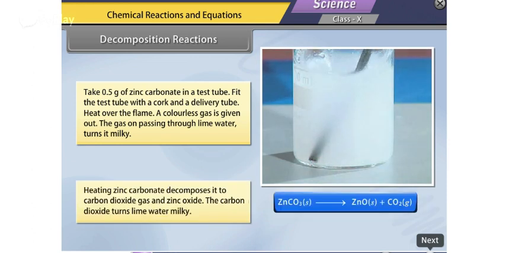Heating zinc carbonate decomposes it to carbon dioxide gas and zinc oxide. The carbon dioxide turns lime water milky.